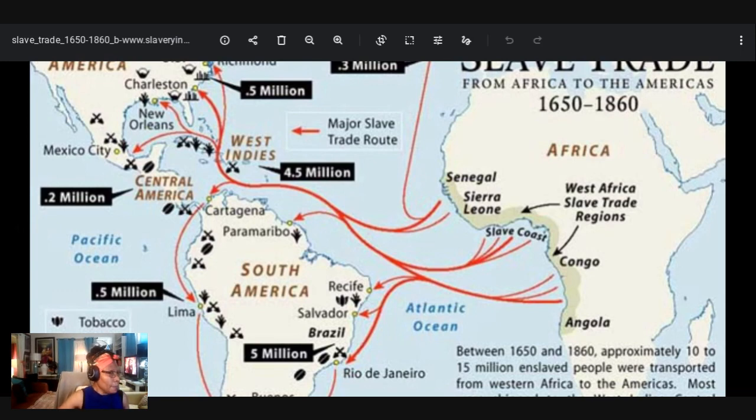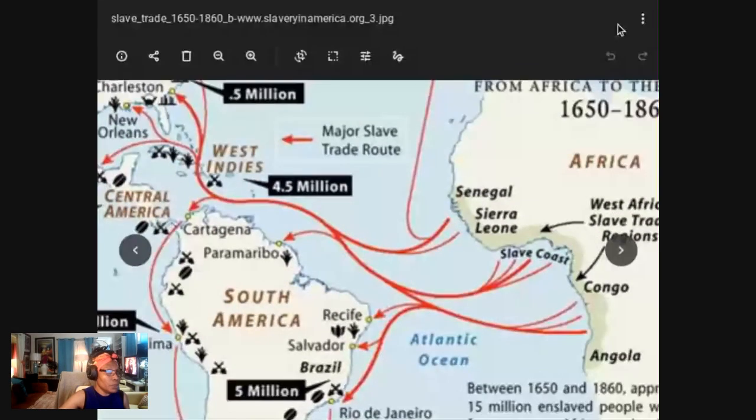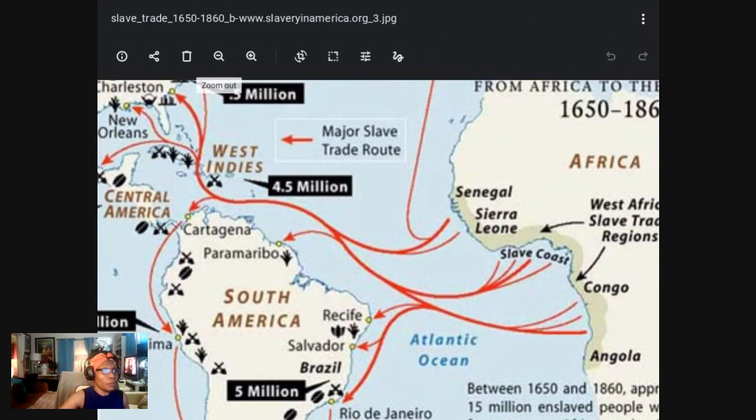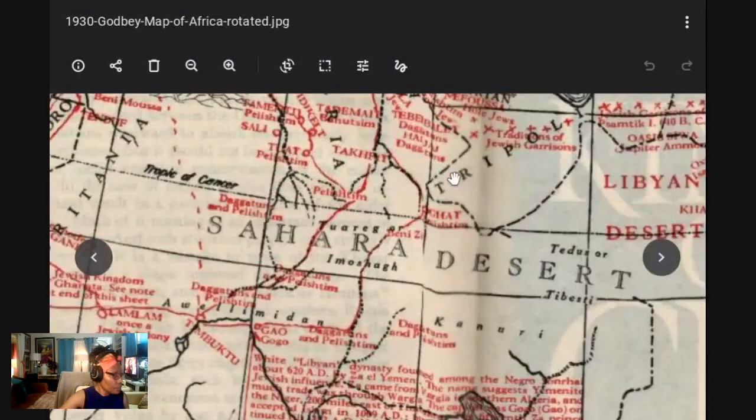Dahomey. I'm gonna go back right quick. Let's see, where's the other map? I keep on messing up my maps. This one, I'm gonna go back to this one.